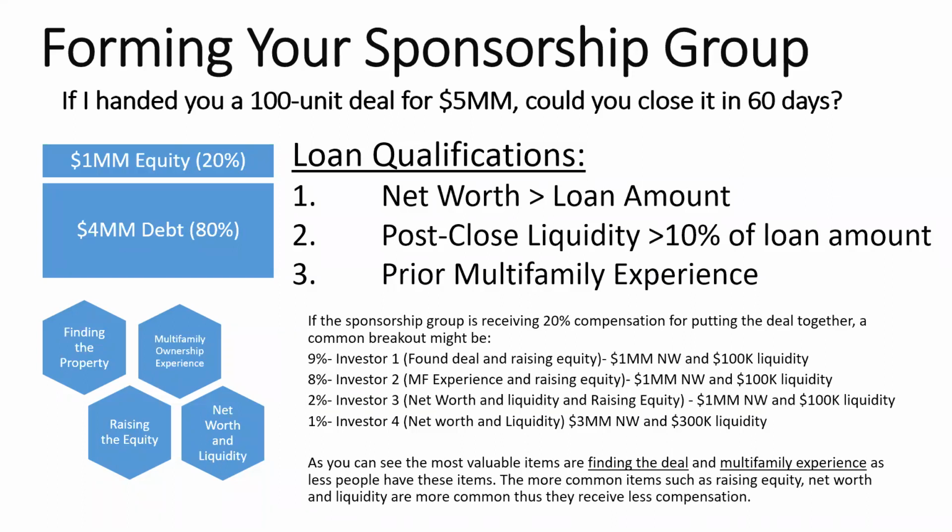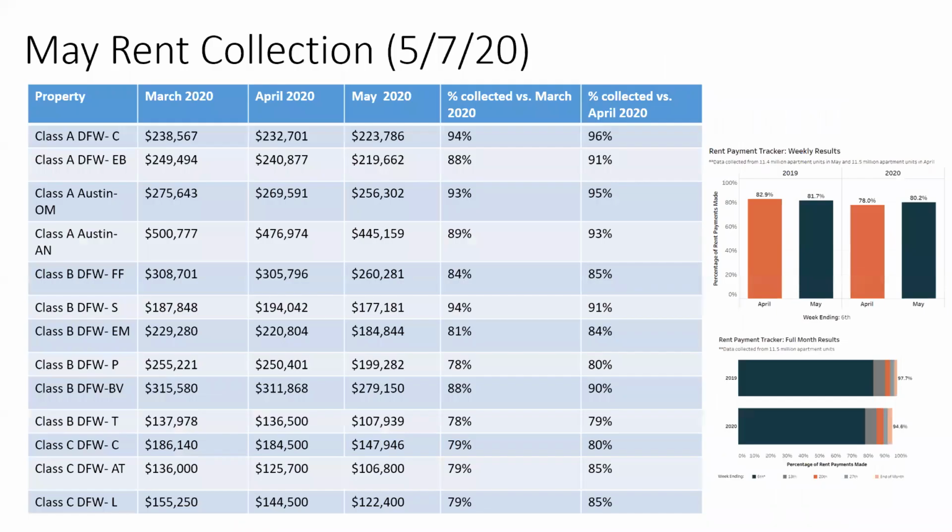So the most valuable things right now are finding deals and having that multifamily experience. Things that are a little bit more common, in terms of the net worth and liquidity and raising equity, you're just not going to receive as much compensation. So that's sort of how people have been putting deals together. Let's really go through what collections, how the market's looking right now, and then how lenders are underwriting deals.